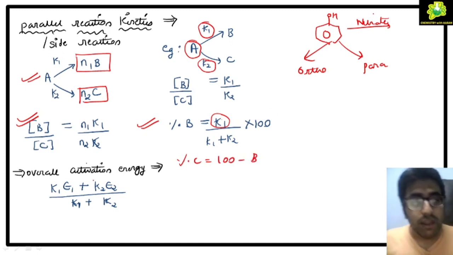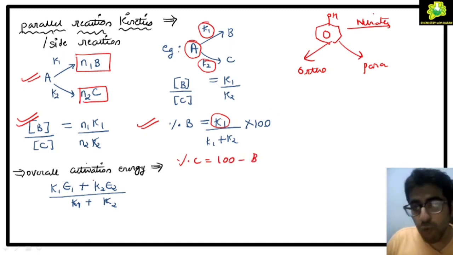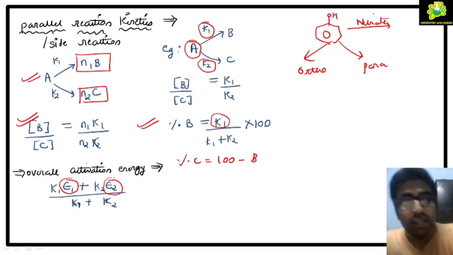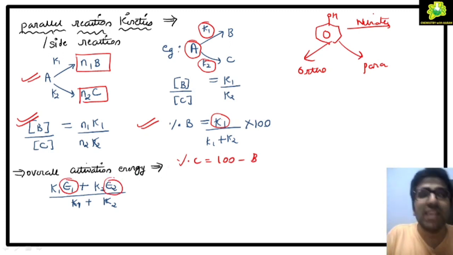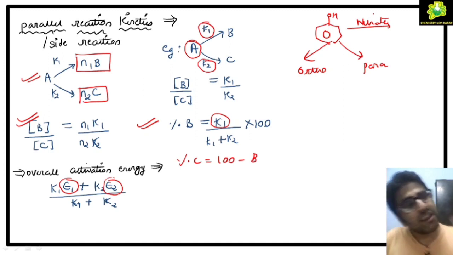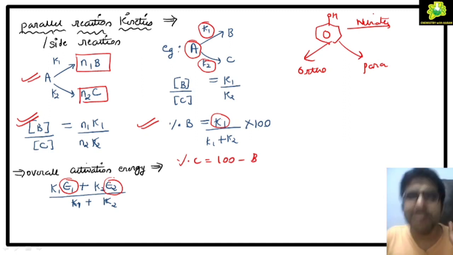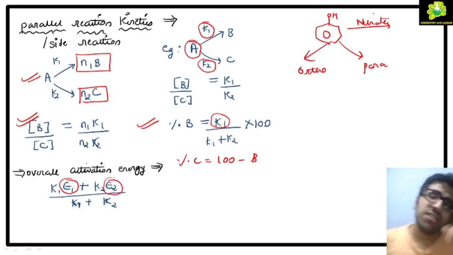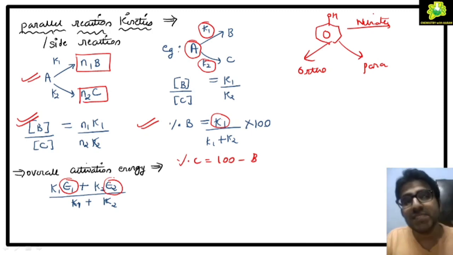Now overall activation energy: if the activation energy for the first reaction is E1 and the activation energy for the second reaction is E2, then this is the formula which you will use to calculate the overall activation energy. I know this might seem boring to you, but this is what you have to study for the exam, because that's a crash course I'm dealing with. So this is the way you have to study it for maximum output.